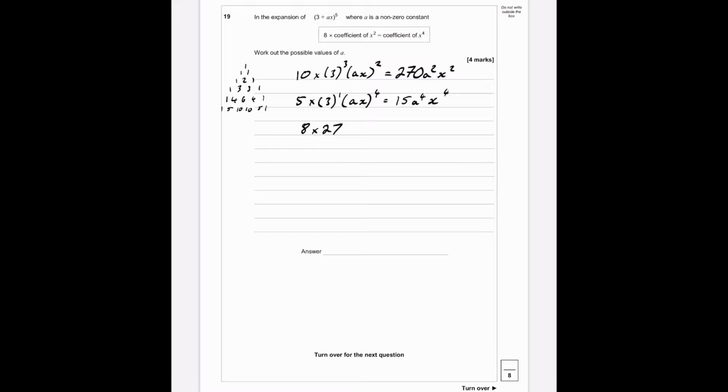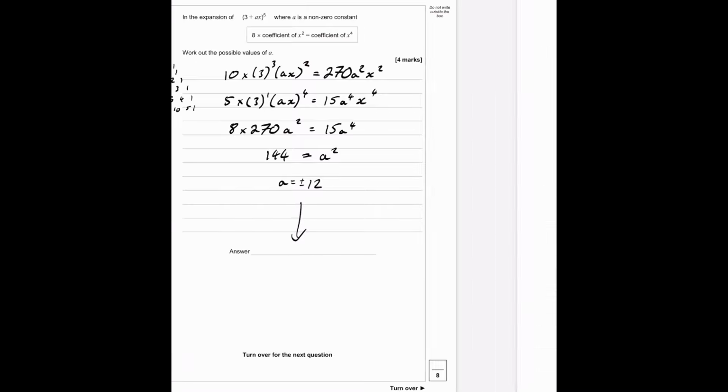And we know that 8 lots of the coefficient of x squared is the coefficient of x to the power of 4. So 8 lots of 270a squared is going to be equal to 15a to the 4. Divide both sides by 15. Divide both sides by a squared. That's fine because we know a is a non-zero constant. And square root it, a must be plus or minus 12.